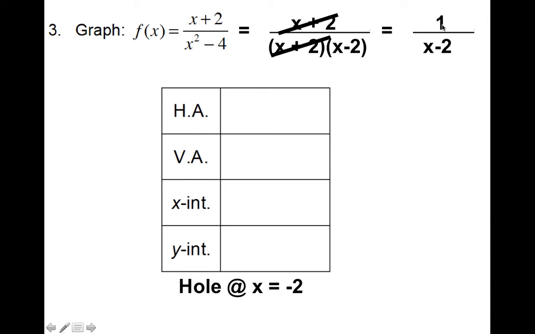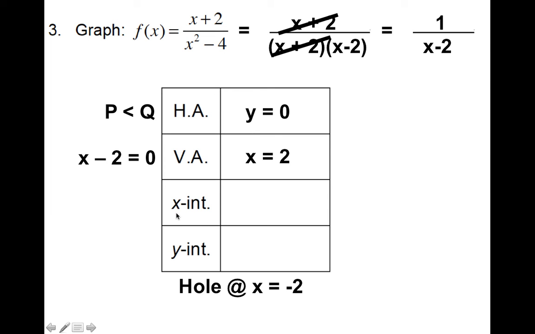Now we can look at the exponents. Notice there's no exponents here and 1 exponent here, so p is less than q. So this has a horizontal asymptote when this happens of y equals 0. Vertical asymptote, you set the denominator equal to 0. So in this case, I get +2. Notice I'm using the reduced one, not the original.